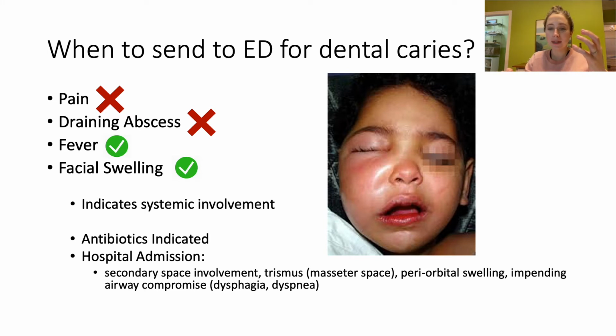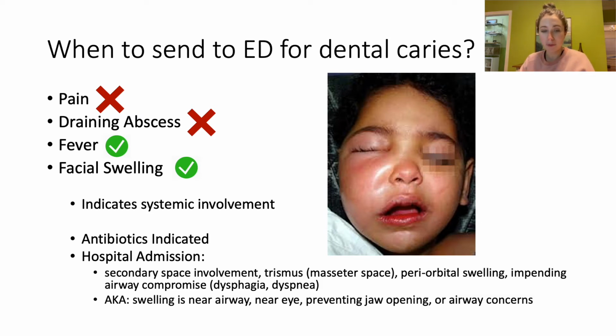That would be if you see swelling periorbital or down here by the chin. We also would consider admission if there's trismus or limited opening. That indicates that the masticator space has been invaded, or if we're worried about impending airway compromise, such as difficulty breathing or difficulty swallowing. So, if we see swelling near the airway, near the eye, preventing jaw opening, or we're just concerned about the patient being able to breathe, we should definitely admit them.